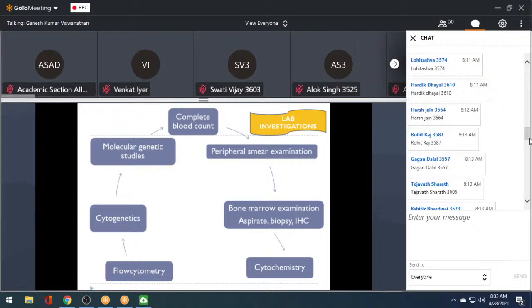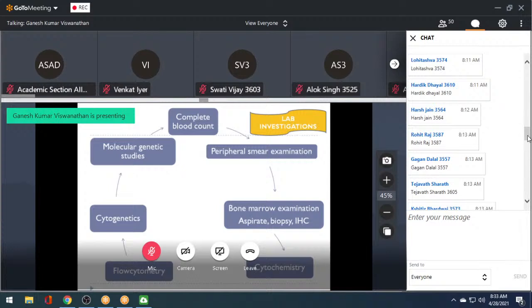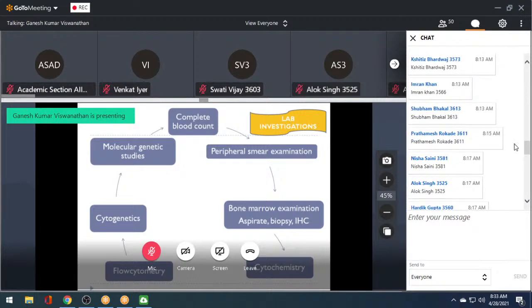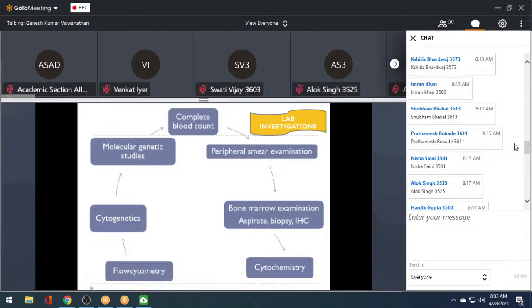In the bone marrow examination, you can do an aspirate. Aspirate is basically checking the liquid bone marrow. And for biopsy, you can do a core biopsy, take out a piece of bone, and then you can do different tests on it. And you can do cytochemistry. We'll come to what is meant by cytochemistry. We can do other tests like flow cytometry, cytogenetics, and molecular genetic studies.